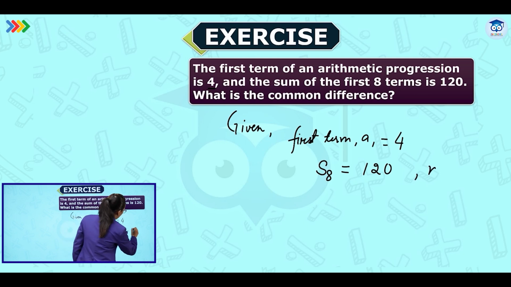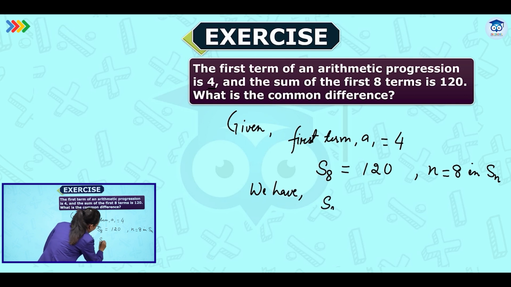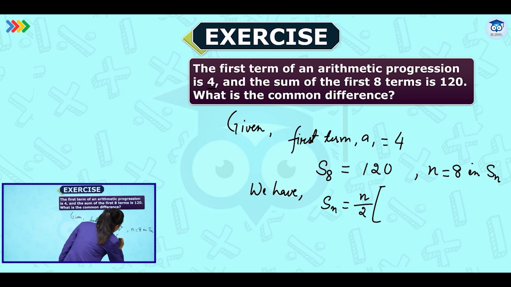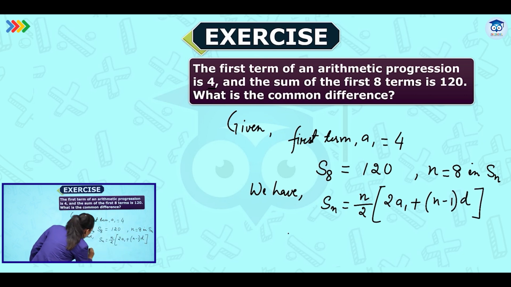Right, so here the n value in the Sn is 8. So here we will be using the formula for finding Sn. So we have Sn is equal to n upon 2, and then we have 2a1 plus (n minus 1)d. Right, so we'll substitute the values for the known ones. So S8 we want here. So S8 is 120. So n value is 8.